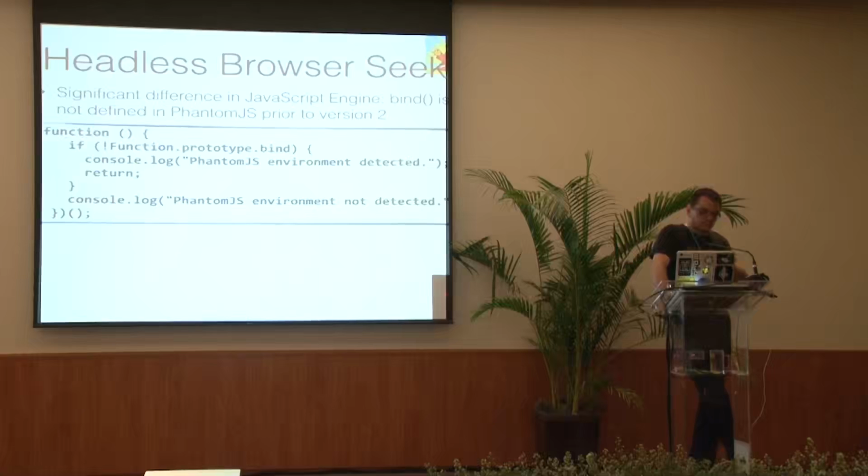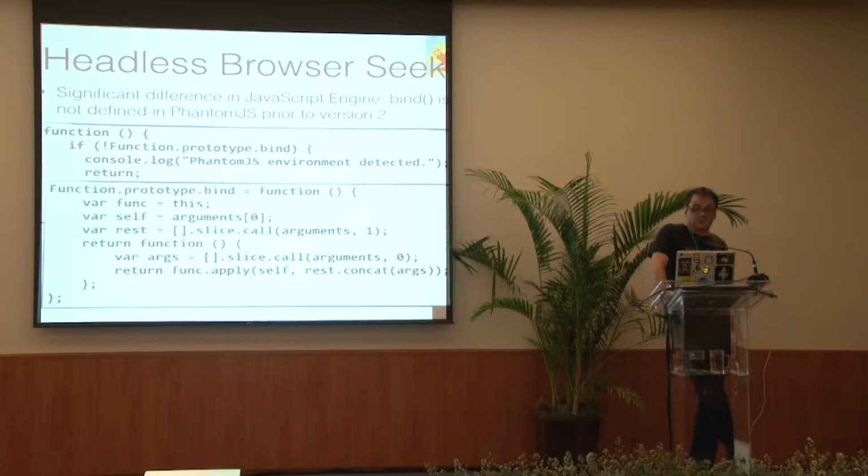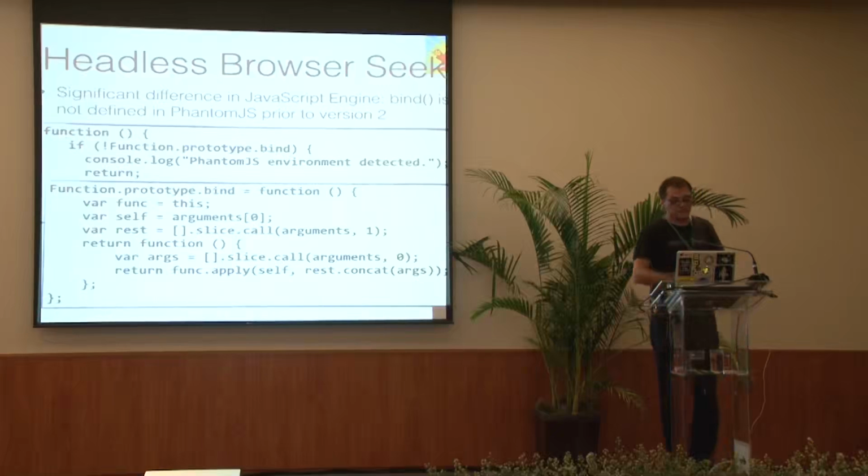Newer PhantomJS 2 actually implements bind, but PhantomJS 2 is not released yet, so we are living today and there's no bind. So basically, one of the checks your website can do could be something like: if Function.prototype.bind is not there, then something is not right? Wrong. You can implement your own bind.